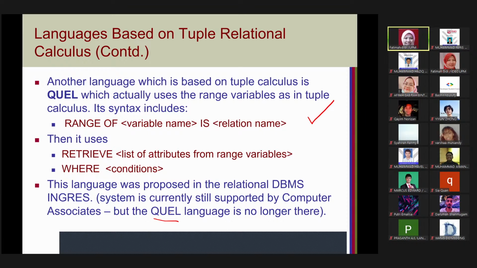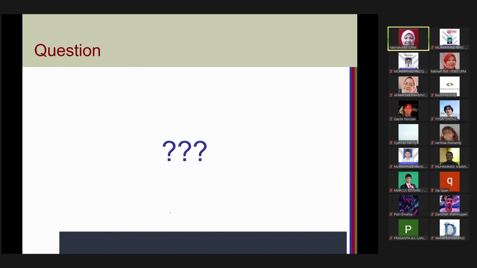So for any DBMS, we use SQL statements to retrieve the information. The SQL statement is based upon the tuple calculus. That is why we need to understand the relational algebra and also relational calculus. So is there any question?